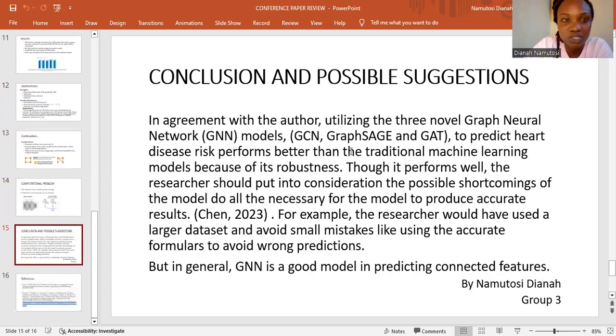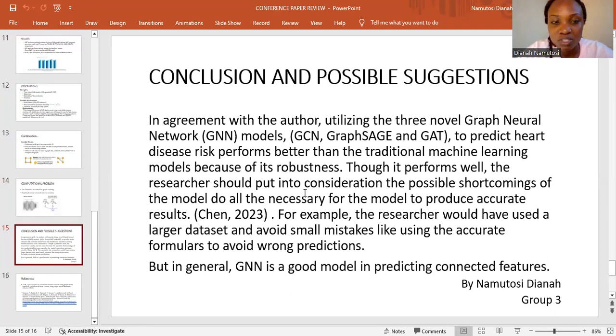In conclusion, I agree with him in using graph neural networks because they help to identify many relationships among the data which you are not able to see. For the weaknesses and computational problems, for example where he used a small data set, he should have used a larger data set. That's a solution to that problem.